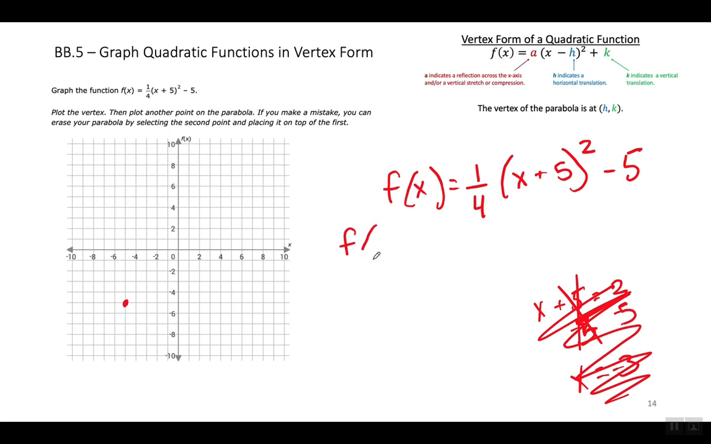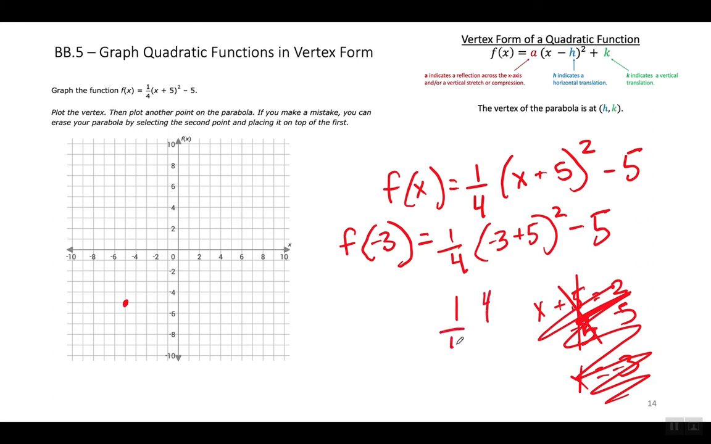So let's substitute -3 into the function. When I do that, okay? So -3 plus 5 is 2. 2 to the second power is 4. Now I'm gonna have this situation. Sorry, it's getting a little messy there. The 4's cancel out. So when x is -3, I'm gonna have 1 minus 5, which equals -4.